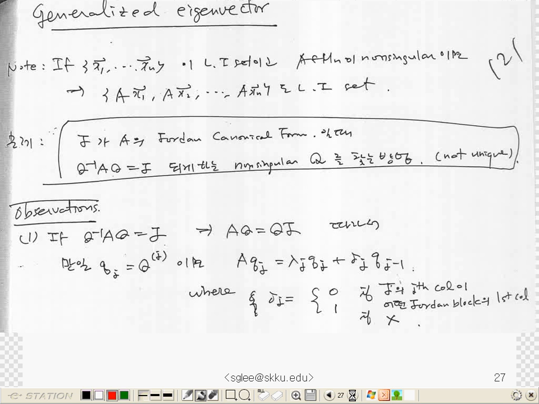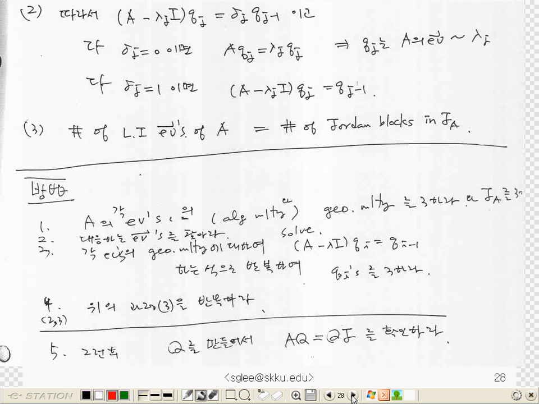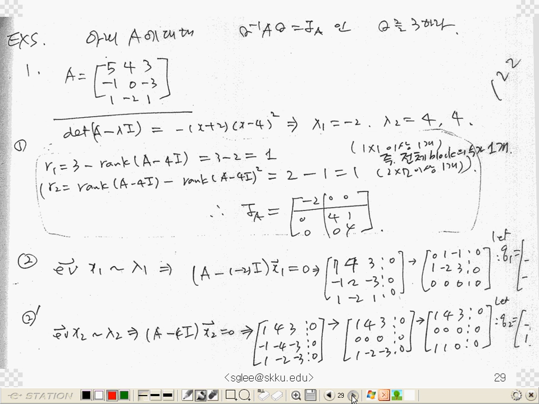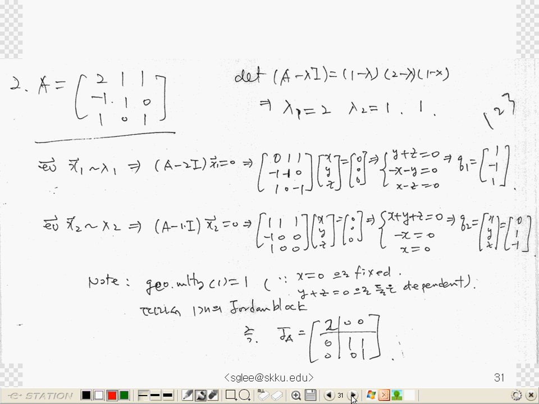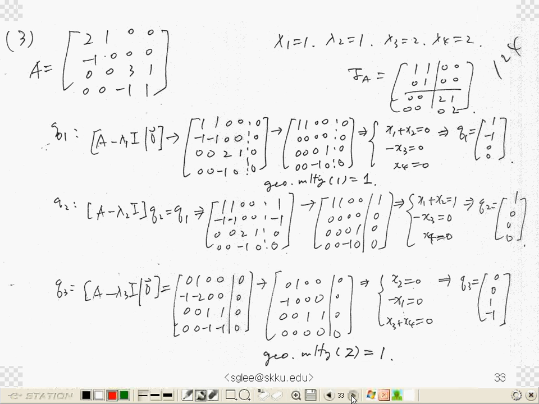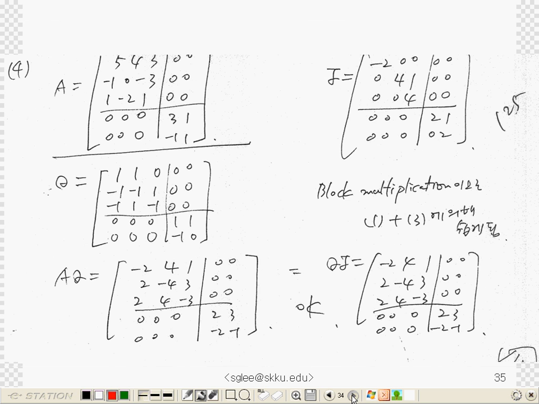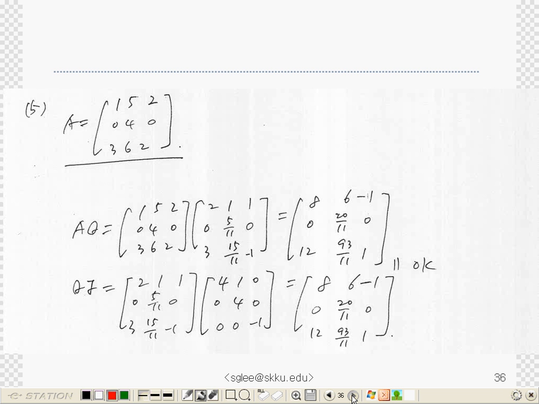I explained the finding of generalized eigenvectors in great detail last week. This is the primitive form of it that I already explained to you. You should be able to find how to get this Q by using the generalized eigenvectors. Complete sequence of generalized eigenvectors to find it.